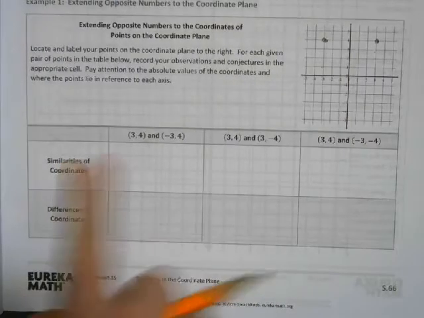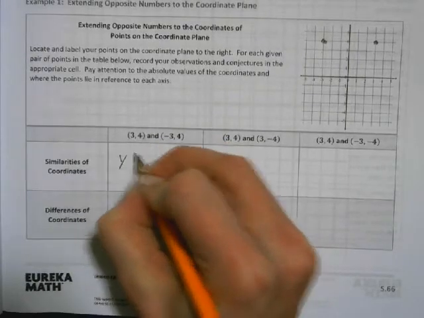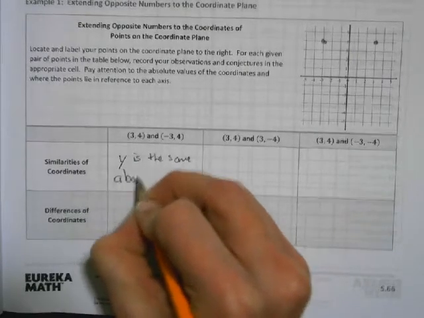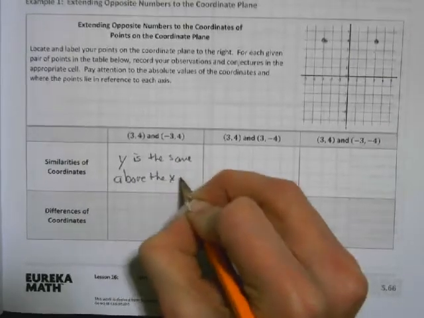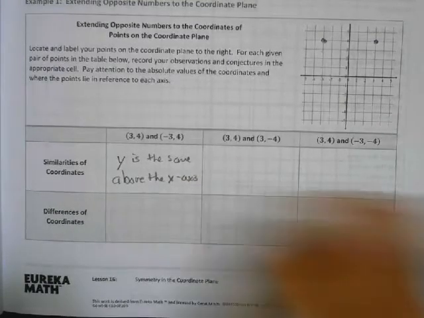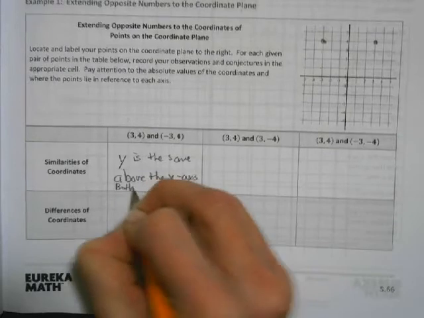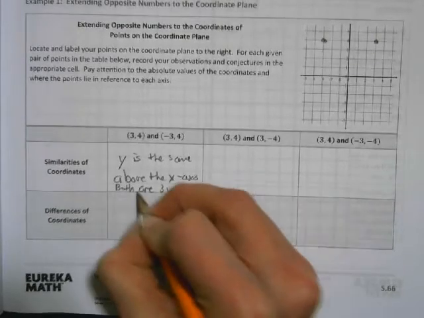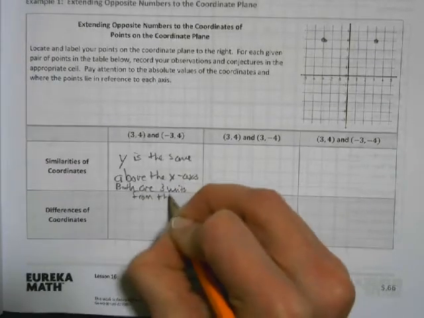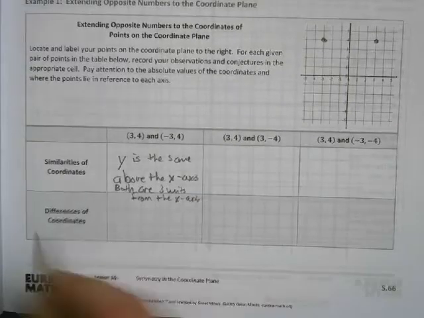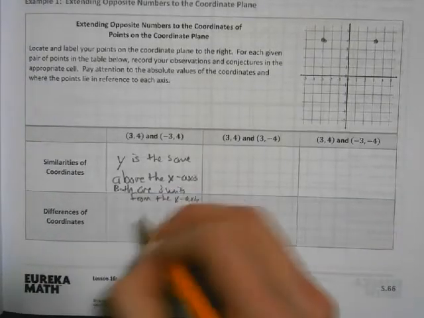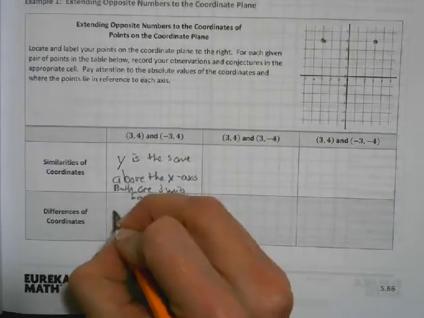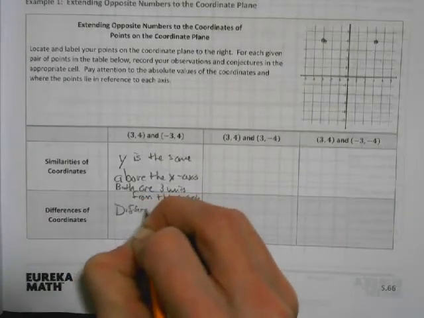So what are the similarities in the coordinates? My y is the same, and they are both above the x-axis. And both are 3 units from the x-axis. Their differences: one is in the first quadrant, one is in the second. So they're in different quadrants.